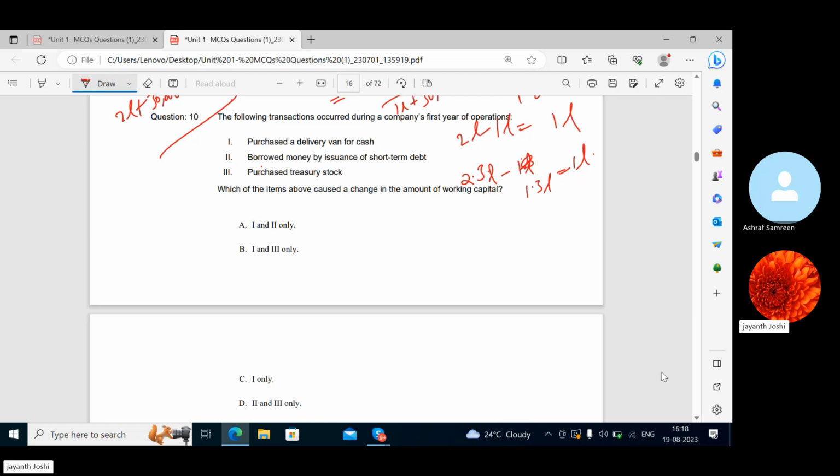So for everything, what you need to do is assume current assets minus current liabilities is working capital. You can take this as 2 lakhs, this as 1 lakh. That's the working capital. And then you can try to take some imaginary figures and find out. Okay. I'm giving you 2 minutes of time, Samrin. We'll be back in 2 minutes.